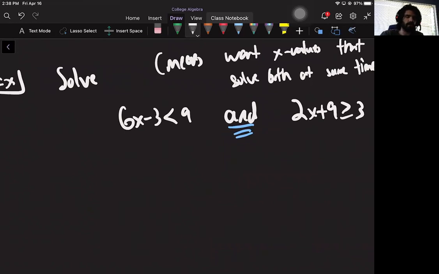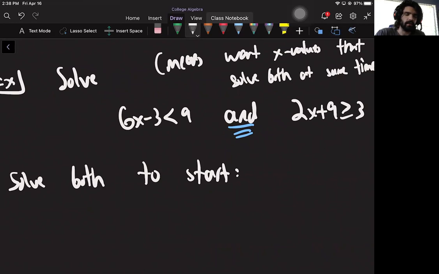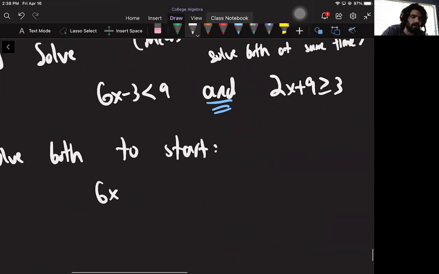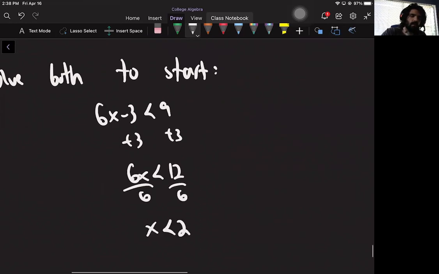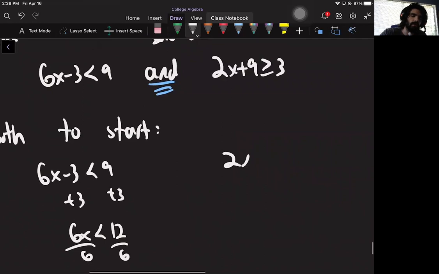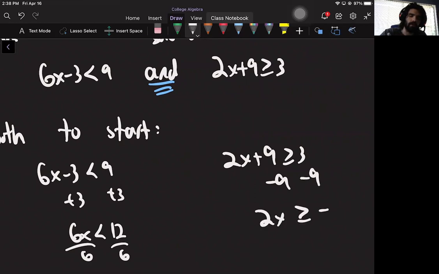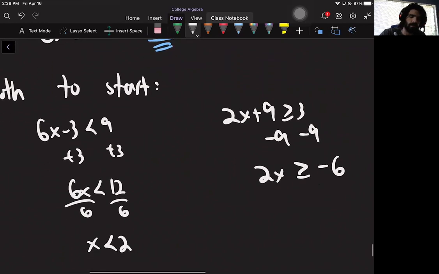Okay, so it still starts the same way as last time, meaning we just solve both to start. But what we do after that is a bit different. Okay, so on this left one, I'm gonna add this 3 over. So that gets me 6x is less than 12, divide by 6, x is less than 2. And then on the right, I solve that one separately. So I subtract the 9 over, 2x is greater than or equal to negative 6. And then divide by 2, x is greater than or equal to negative 3.